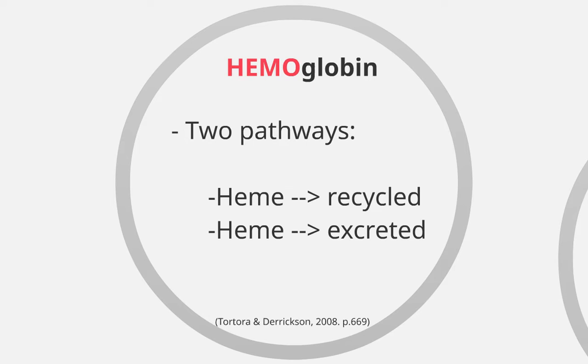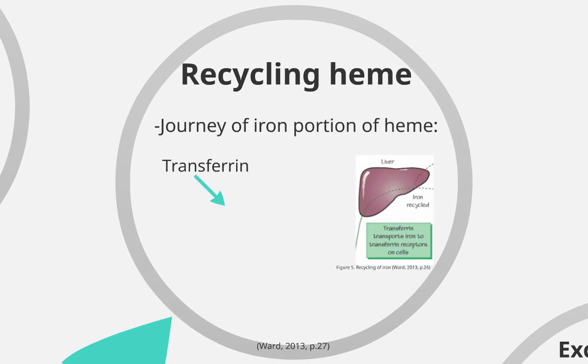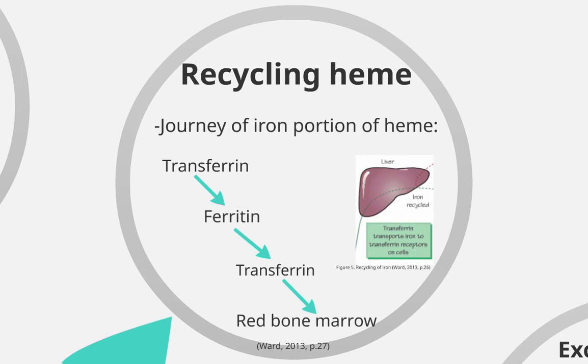The heme part is then broken down further and gets excreted or recycled. Iron is removed from the heme and gets recycled. It associates with transferrin, which is a plasma protein that transports iron in the bloodstream. In the liver and muscle fibers, iron then detaches from transferrin and attaches onto an iron-storing protein called ferritin. When required, iron then reattaches to transferrin, where it is carried to the red bone marrow for use in hemoglobin synthesis.